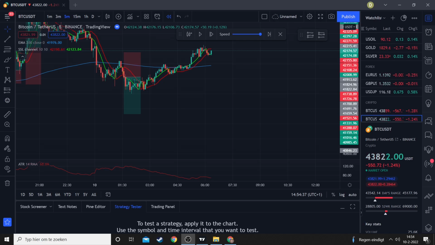Well guys, even if I adjust the SSL channel strategy with the ATR and the swing high and swing low, we still have a bad hit rate. It's a bit better. The hit rate currently is at 34%, but this isn't a strategy that I would recommend if you want to scalp.